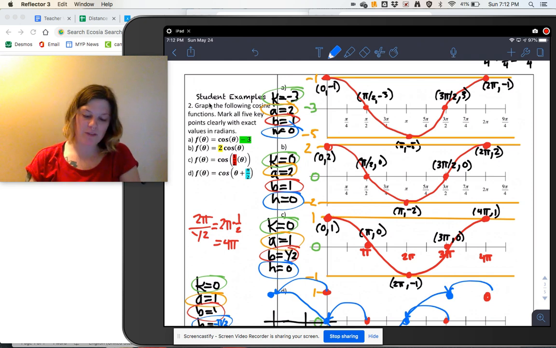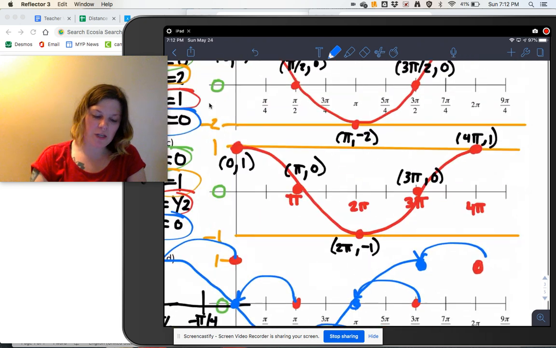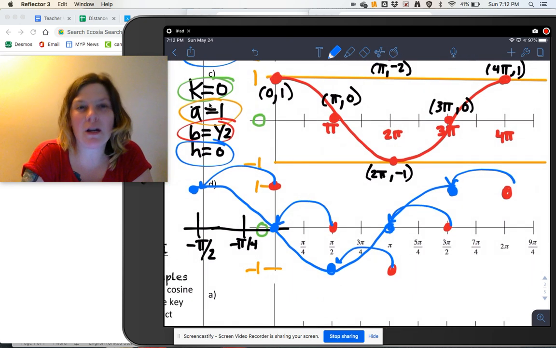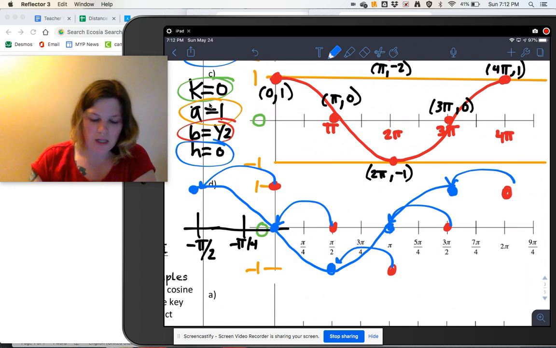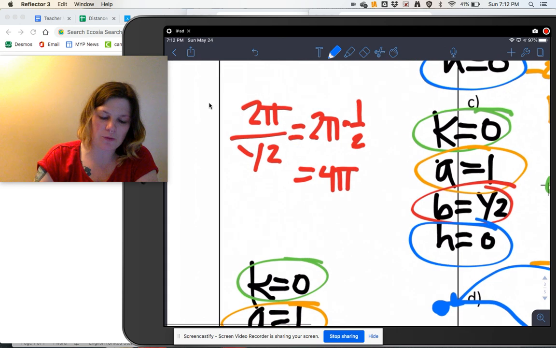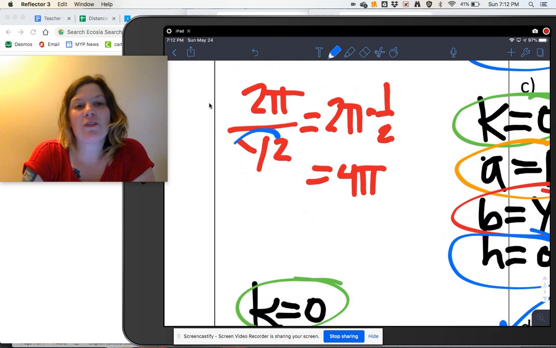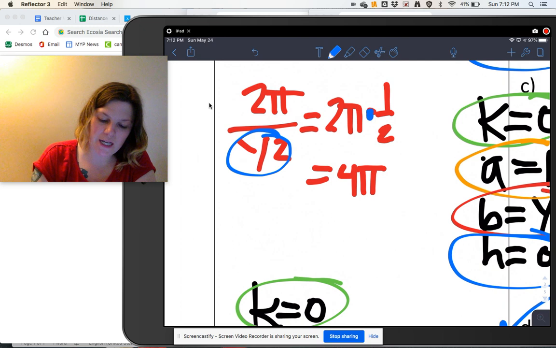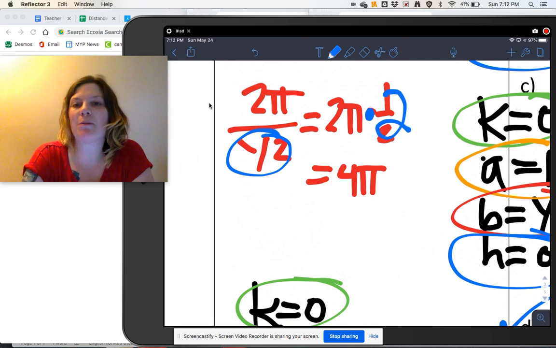We have question C, where B is equal to 1/2. And that can be really hard to understand sometimes, because when you plug 1/2 into the formula, right, this whole thing is B. Dividing by 1/2 is the same as multiplying by 2. Sorry, I wrote multiply by 1/2.